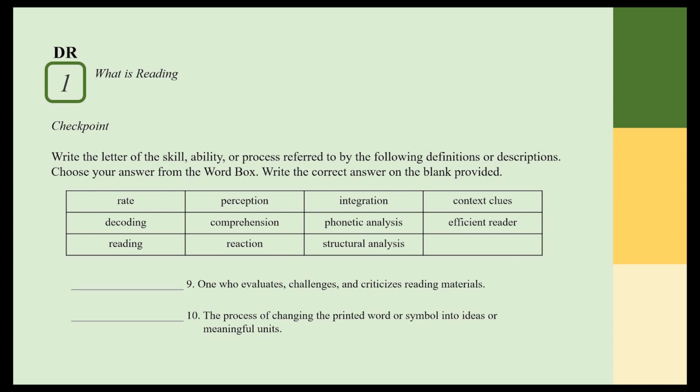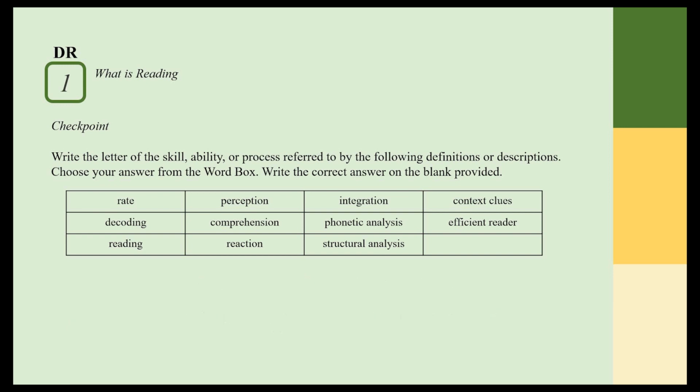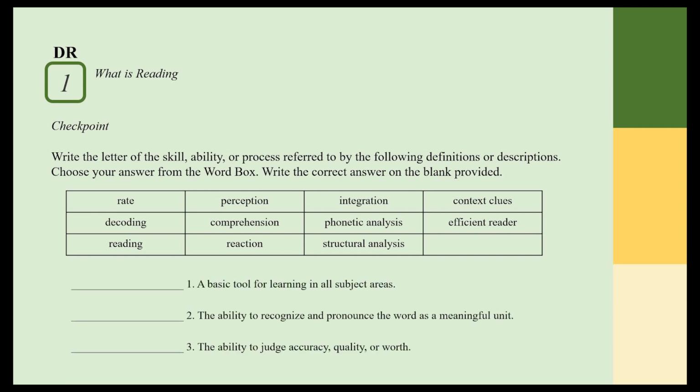Alright. I think we can proceed now with checking your work. Let's begin with the first three items. For item number 1, the basic tool for learning in all subjects basically is reading. For the second item, the ability to recognize and pronounce the word as a meaningful unit, the answer is perception. For the third item, the ability to judge accuracy, quality, or worth, the answer is reaction.